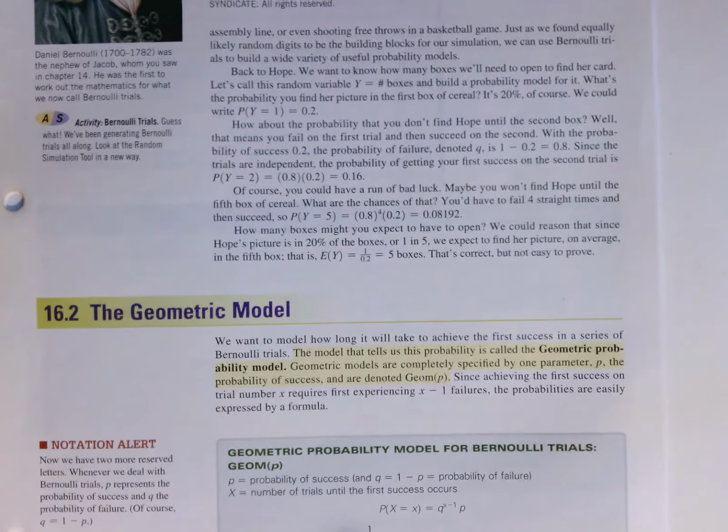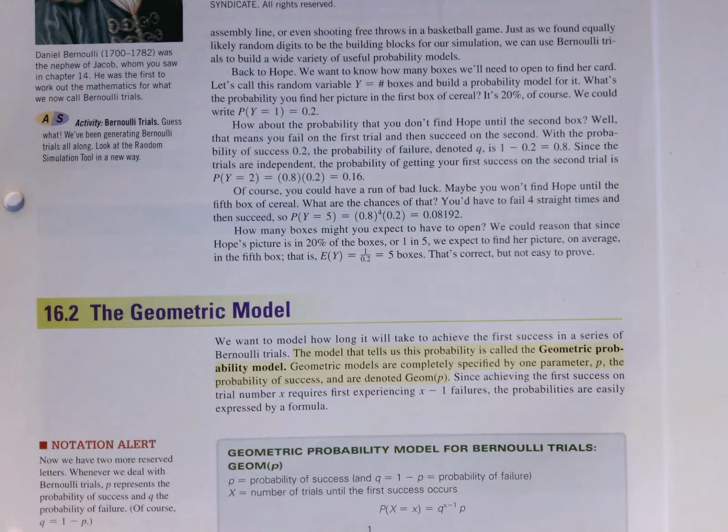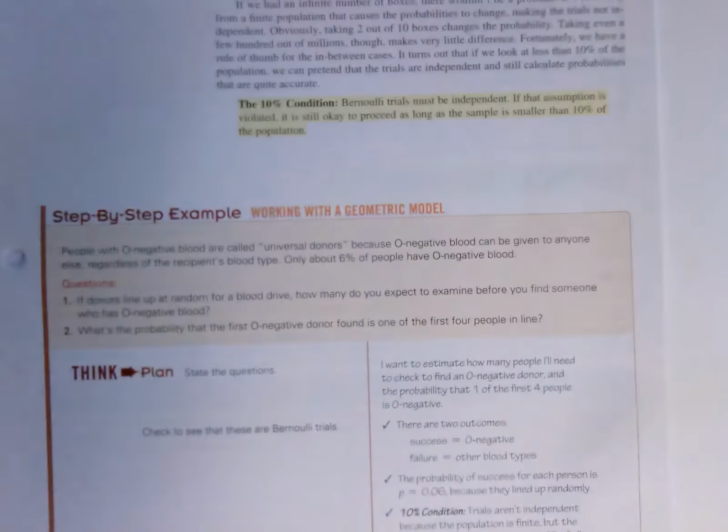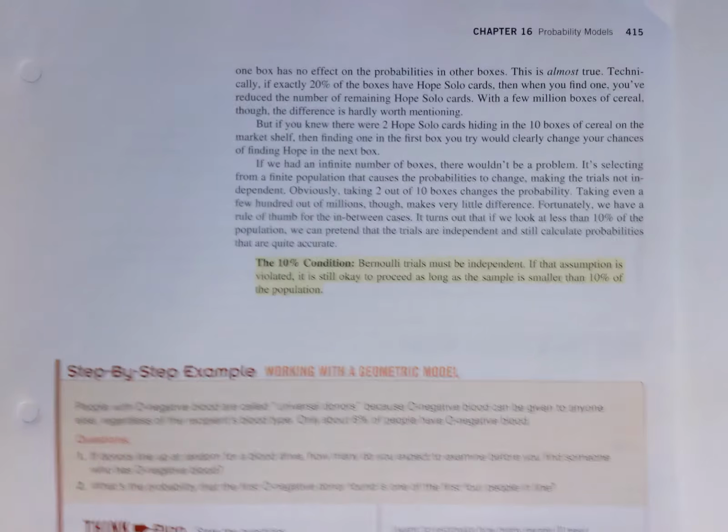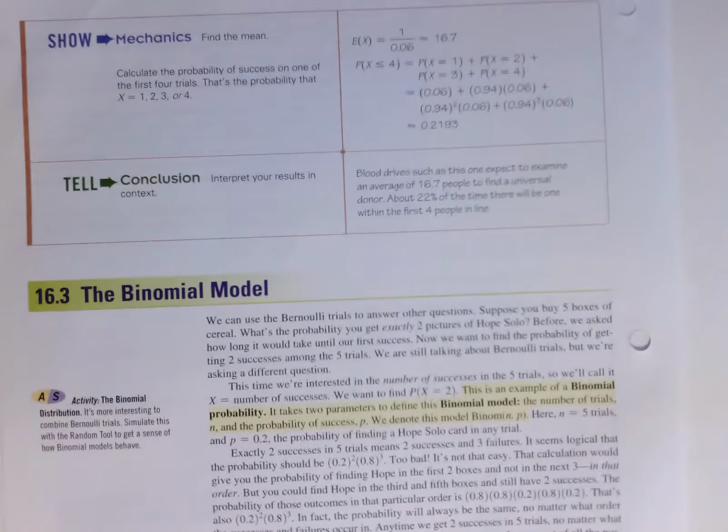Different from the idea of the geometric model, where we actually don't have a fixed number of trials, but we wait for something to happen, where it's always going to have the same probability. We think about some different ways of approaching these and some of the conditions that are going to be necessary for it. The binomial model is just a generalization of the Bernoulli model.